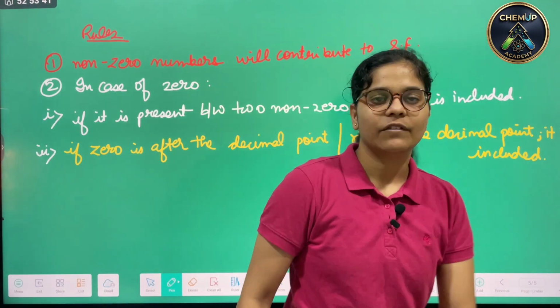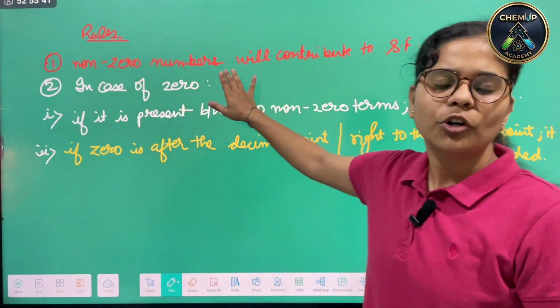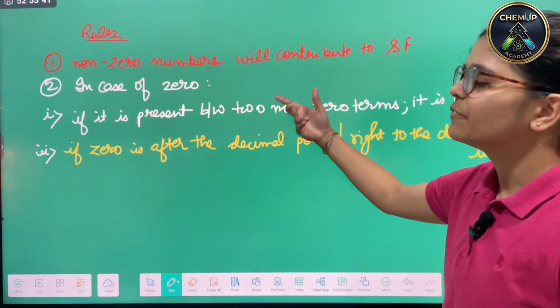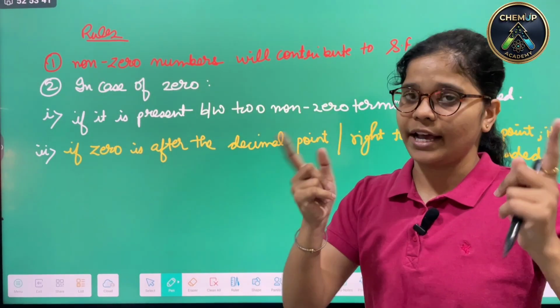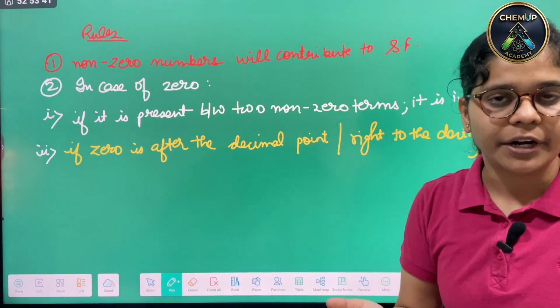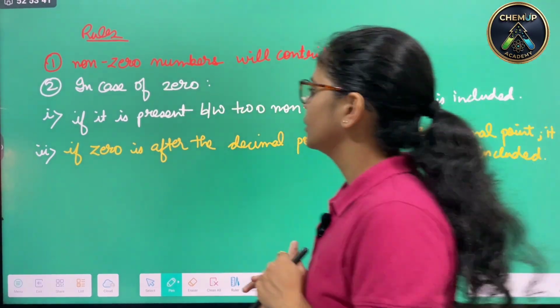So, two rules we have understood regarding 0, and for non-zero, it is simple. For 0, we have two rules. If it is present between two non-zero terms, it has to be included. Another one says that if 0 is after the decimal point, it has to be included.